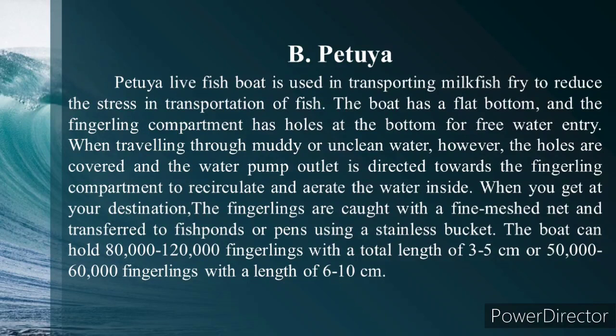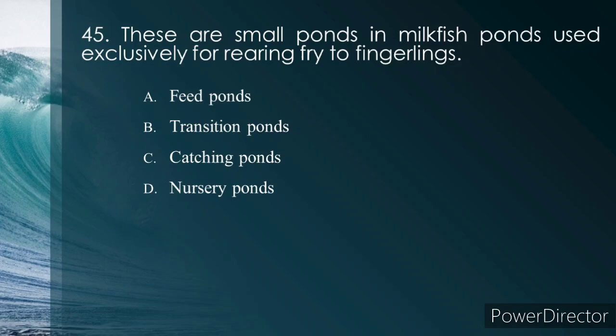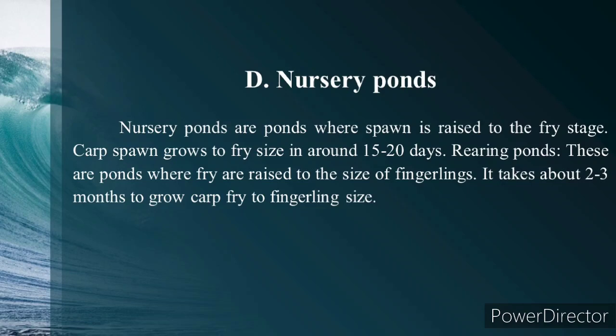Number 45. These are small ponds in milkfish ponds used exclusively for rearing fry to fingerlings. A. Feed ponds. B. Transition ponds. C. Catching ponds. D. Nursery ponds. The answer is D.